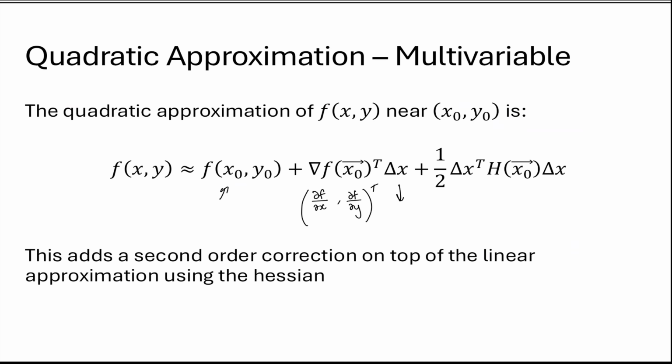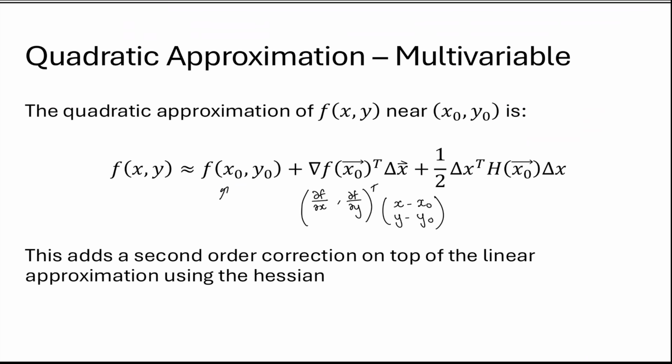And then we've got this, which is delta x, which should be delta of the vector x, which is just x minus x naught, and then y minus y naught. So exactly what we saw before. So up until this point, that is just the same as the linear approximation formula.